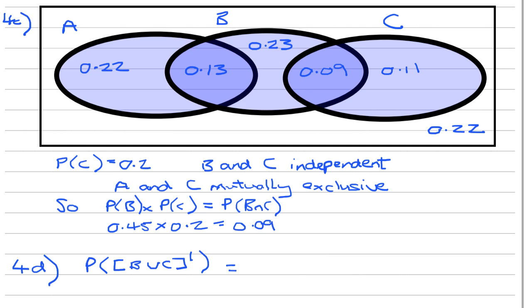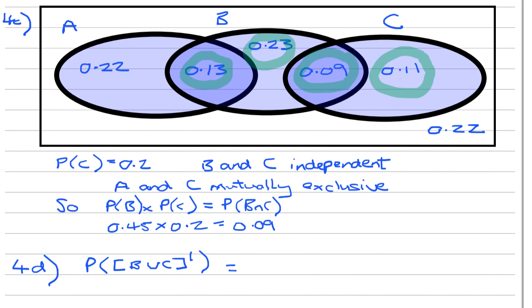For the final part, 4D, we've got to find the probability of not B union C. So let's take my highlighter. B union C, which probabilities would we have? We'd have that one, that one, that one, and that one. So that's B union C. But we want the opposite to that. We want the inverse. So we want what's left.